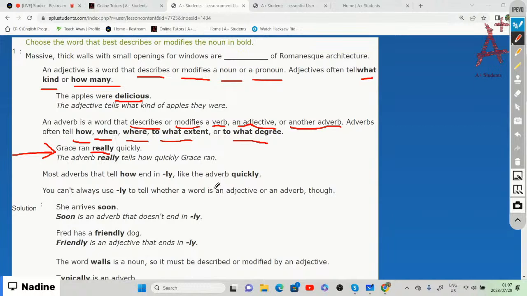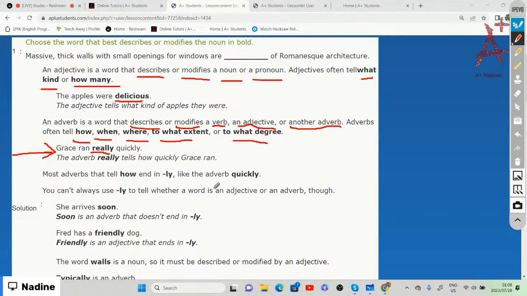So how, right? Remember we said that if you were to describe, modify, or identify an adverb, you need to keep in mind that it tells you how, when, where, to what extent, or to what degree. So you can ask yourself those questions: does it tell me how? Does it tell me when? Does it tell me where? Does it tell me to what degree or to what extent? And that is how you will be able to identify the adverb within a sentence.